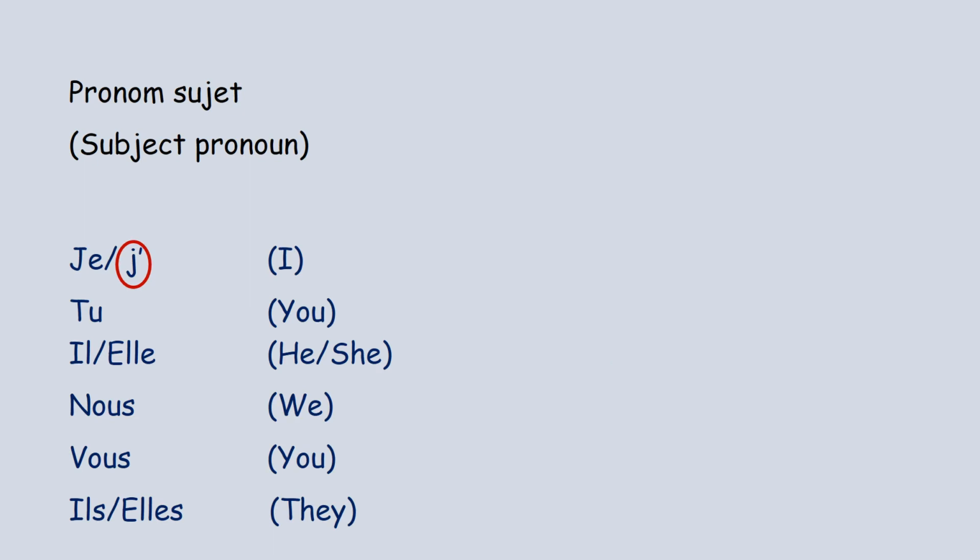In order to conjugate the verb, we need to know the subject pronouns, which are je, tu, il, elle, nous, vous, ils, elles, plural. The conjugation of the verb avoir would be j'ai. Be careful. When the conjugation is starting with a vowel, we will remove the letter E of je. So it will become j'ai. We will not say je ai, j'ai.